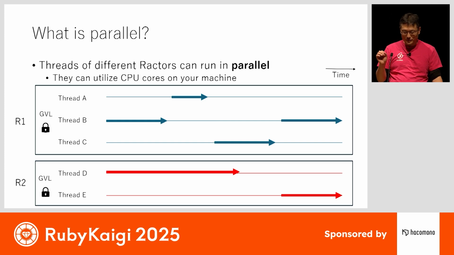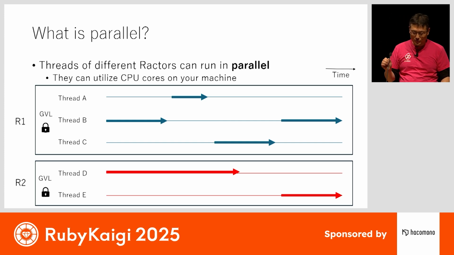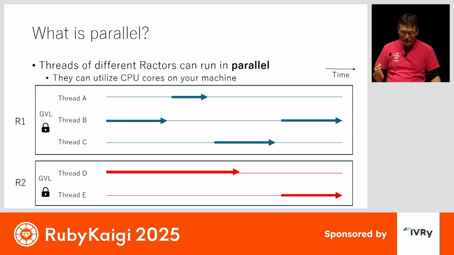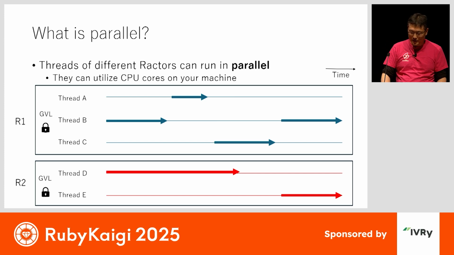Threads inside a single Ractor still need to acquire the GVL, which means threads in a Ractor don't run in parallel, and only one thread in the Ractor can run Ruby code at a time. However, each Ractor has its own GVL, and threads in different Ractors can run in parallel. So on parallel computers, such as multi-core CPUs, threads in Ractor 1 and Ractor 2 can be scheduled independently and actually run at the same time on different cores.